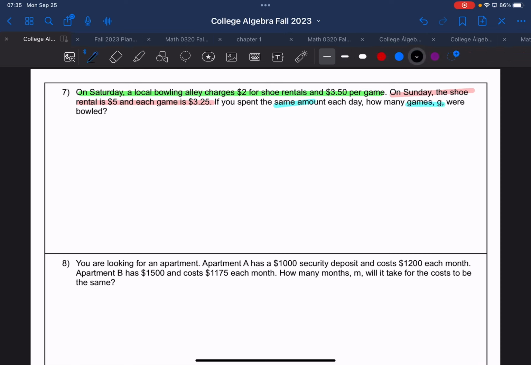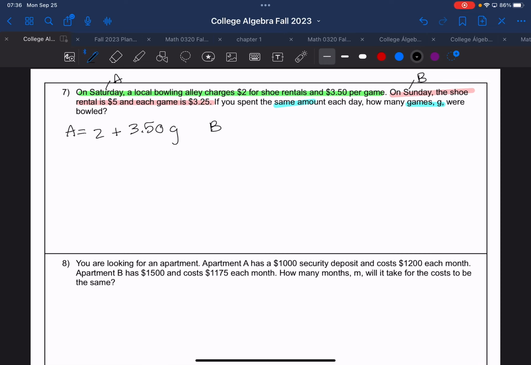So let's first start off by writing the equation that I highlighted in green. Okay, so I'm just going to say Saturday's A, Sunday's B. So I have A is equal to what? Good, so 2 plus 3.50 G. So $2 is your flat rate. You pay for your shoes. And then every game you bowl is $3.50. So that's why it's $3.50 G.